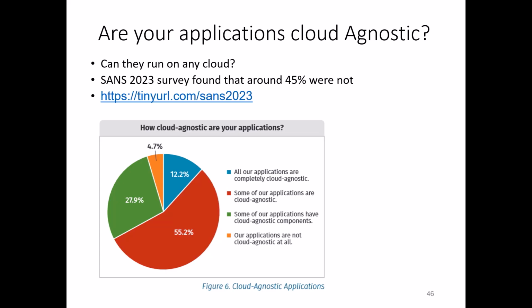In 2023, SANS actually did a survey, and they found that more than 45% of applications were not cloud agnostic. So that meant that they would need significant work in order to be able to be moved into a cloud. That's one of the questions you need to ask yourself. Are my applications cloud agnostic? Is it going to be easy to move them into the cloud?